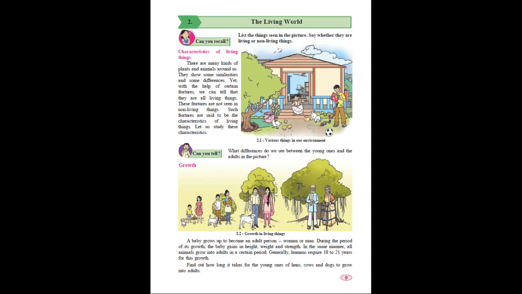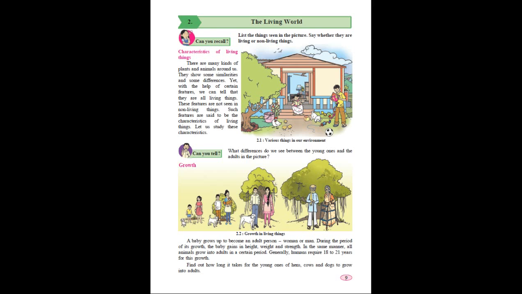So, with the help of certain features, we can tell that they are all living things. What are these features? They can grow, they respire, and they search for their food from one place to another, right? But what happens with non-living things? Mostly they stay at one place and don't move from one place to another. In the same way, they don't require food to survive. Such features are the characteristics of non-living things. In this chapter we will study what living things actually do.